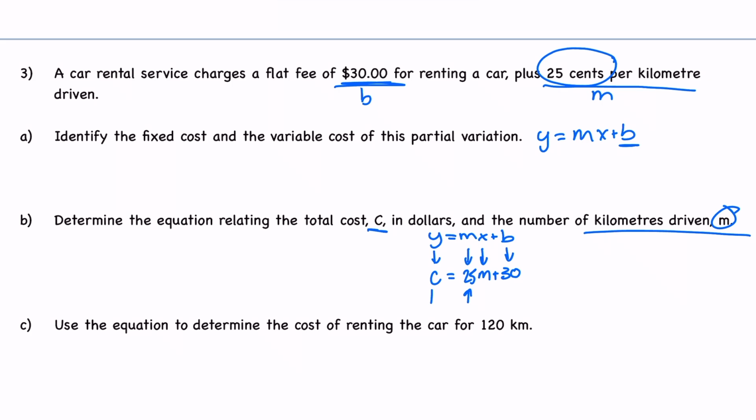So to fix that, we need to convert 25 cents to dollars. So 25 cents is equal to $0.25. So we need to make sure we make our M 0.25. So this is going to be our equation. And let me just write it bigger.